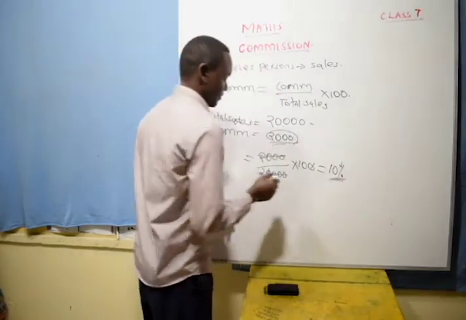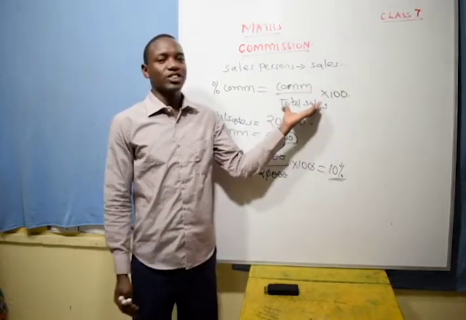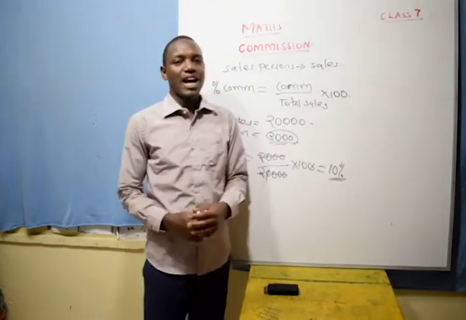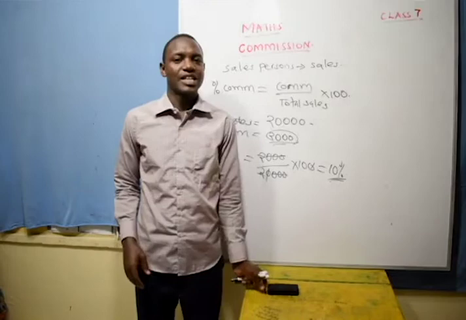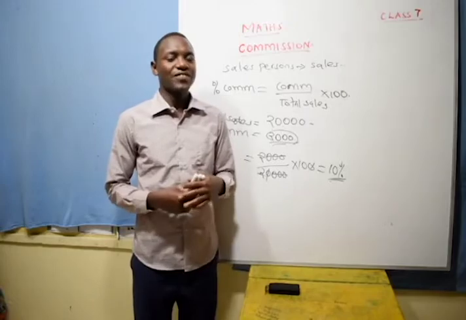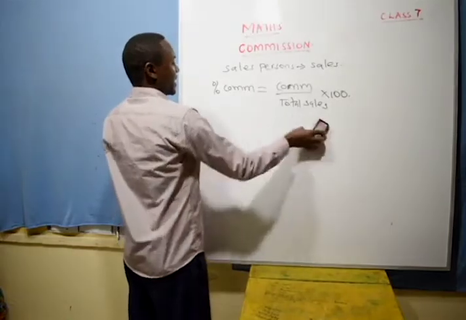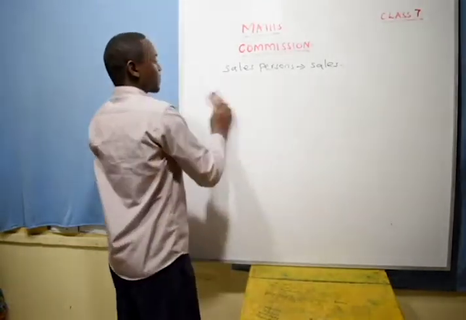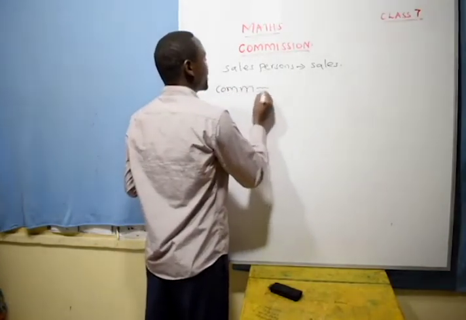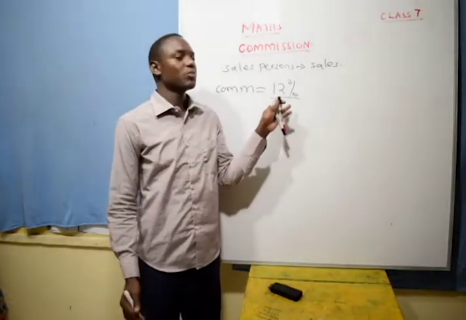So to get the percentage commission, you take the commission given over the total sales, the amount of money you get after selling the goods, times 100. That is how you get percentage commission. Now, how do you calculate commission given the percentage commission? I use the same example. You are given a 12% commission on the total sales.